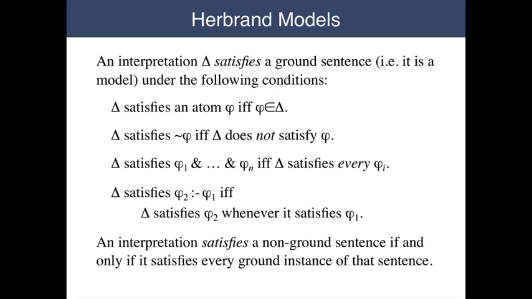Finally, delta satisfies a rule if and only if it satisfies the head or fails to satisfy the body. Or equivalently, delta satisfies a rule if and only if it satisfies the head whenever it satisfies the body. And finally, we say that delta satisfies a rule with variables, which is the common case, if and only if it satisfies every ground instance, that is, every instance with members of the Herbrand universe substituted for variables.